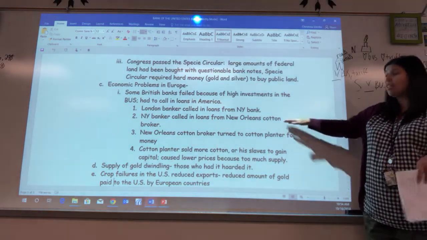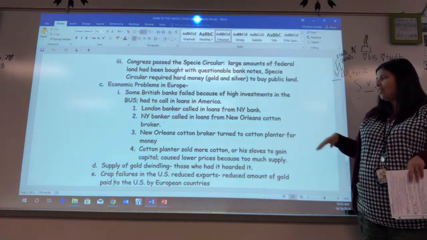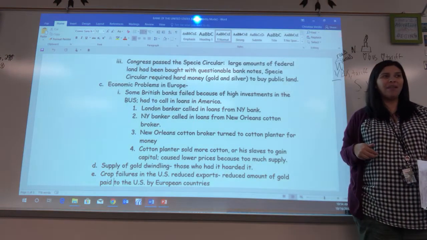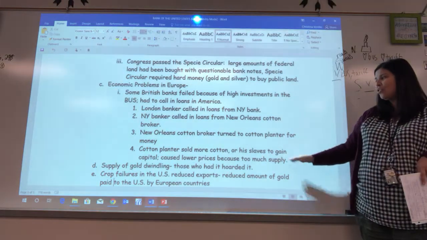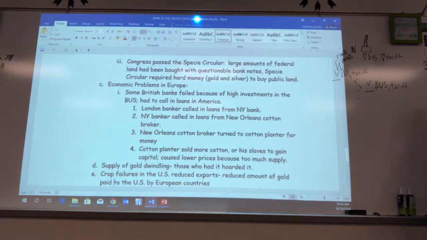And we're going to see they call, let's just say they're in New Orleans, and they call the cotton broker saying, you have to pay this back. The cotton broker puts his cotton on the market. What happens to the value of that cotton? It goes down, right? And we're going to see the cotton planter sell more of his cotton, and he's going to sell his slaves at a high cost or a low cost. And we're going to see, because there's too much supply, we're going to pay off our foreign debt. What has happened to the money supply in America? It's gone down even further. So the supply of gold is dwindling.